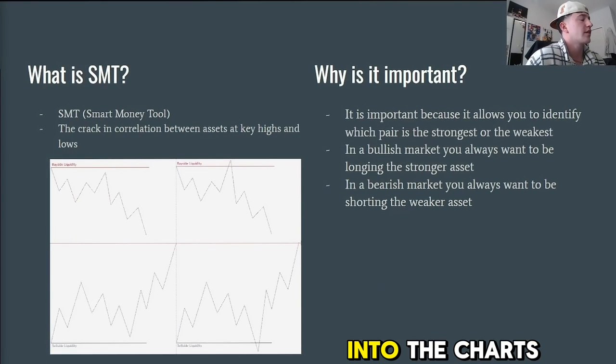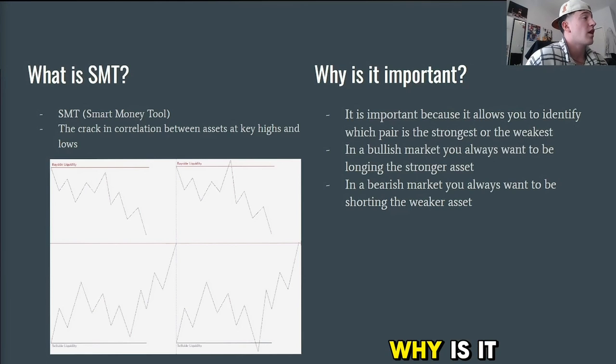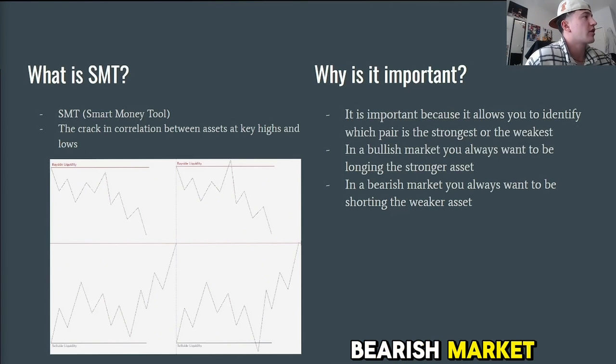Now, before getting into the charts, I want to tell you guys what actually SMT is. It stands for Smart Money Tool, and it is the cracking correlation between two assets at key highs and lows. And why is it important? It is important because it allows you to identify which pair is the strongest or the weakest. In a bullish market, you always want to be longing the stronger asset, and in a bearish market, you always want to be shorting the weaker asset.